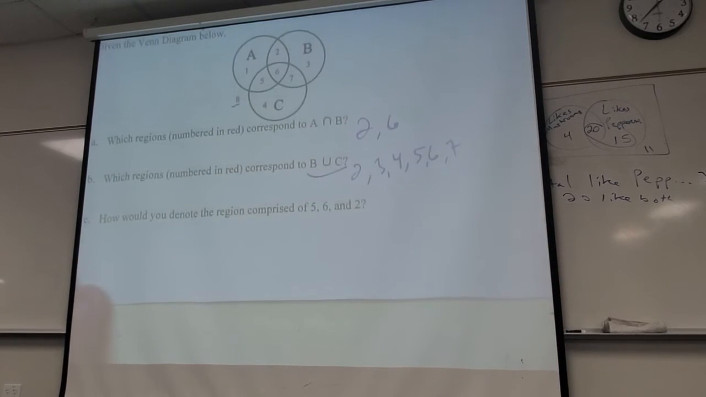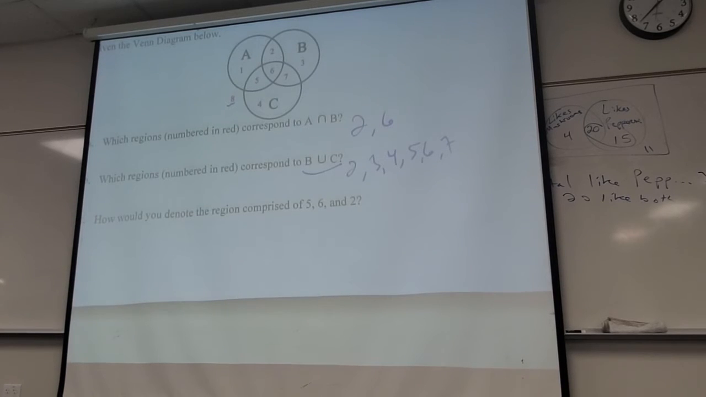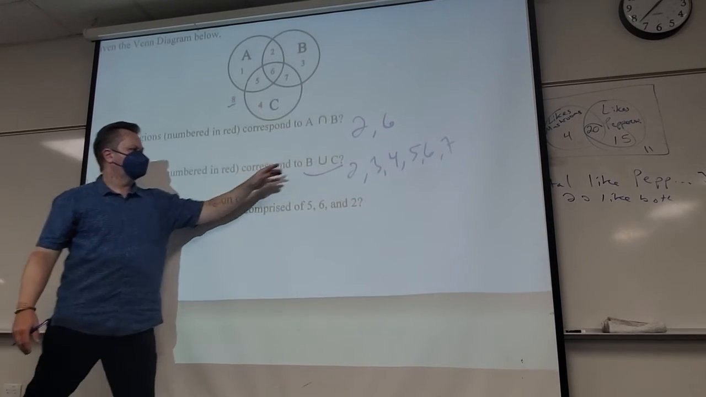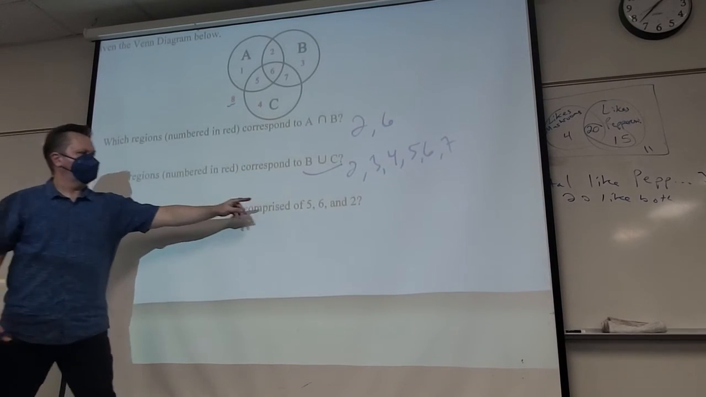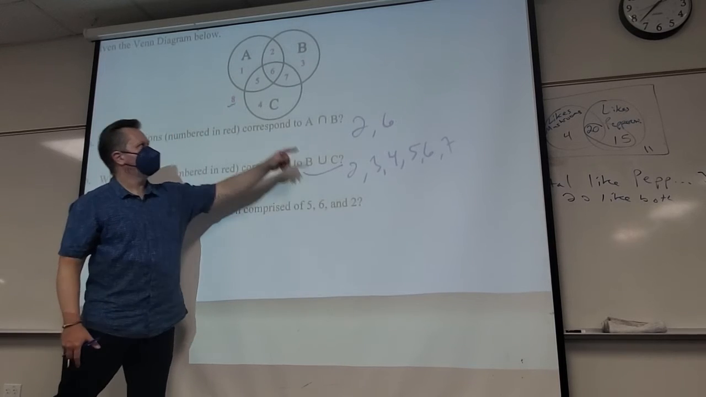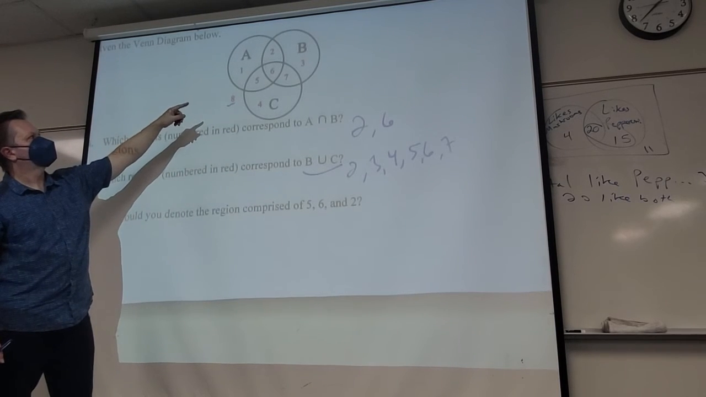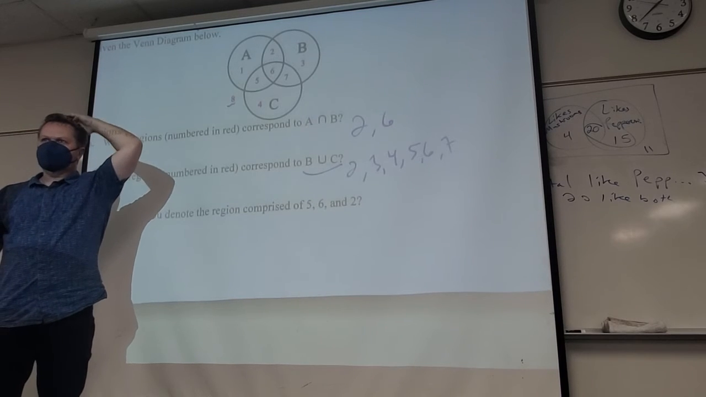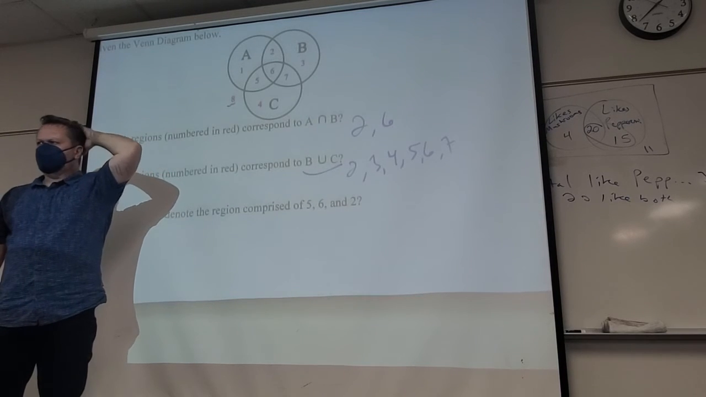Okay. Now here's the interesting one. Now this is the one that I want to go backwards, right? How would you denote? How would you show me the notation for a region that would end up with 5, 6, and 2 as the answer? So there's a few different ways to get this. It's a little bit tricky, right? Anybody get an answer they think might be right?